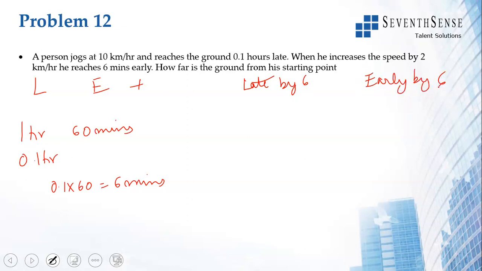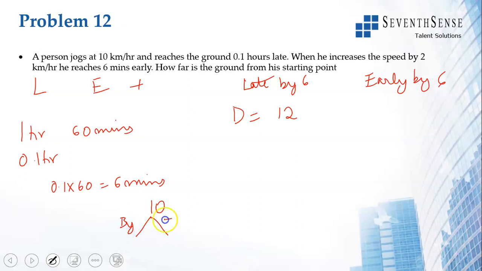He is late by 6 minutes in the first case and early by 6 minutes in the second case. Since one is early and the other is late, we add. So delta t becomes 12. What are the two speeds? This is 10 kilometers per hour. Increase the speed by 2 kilometers. In one of the videos we looked at, increases the speed.